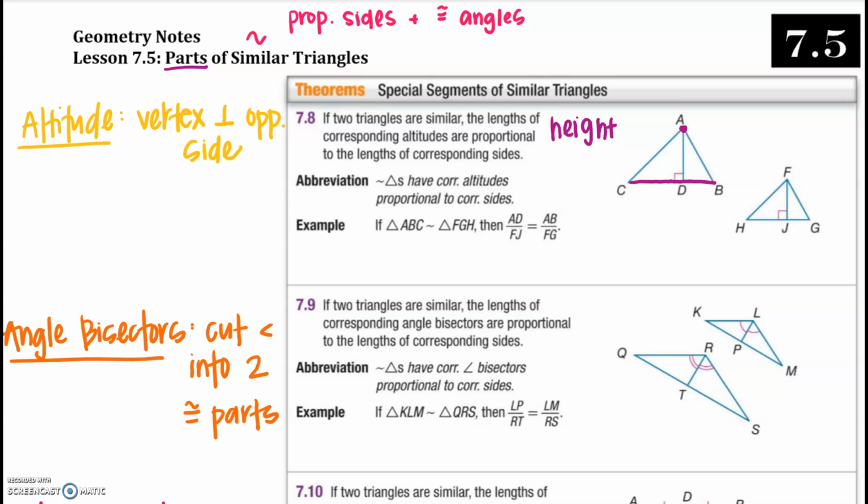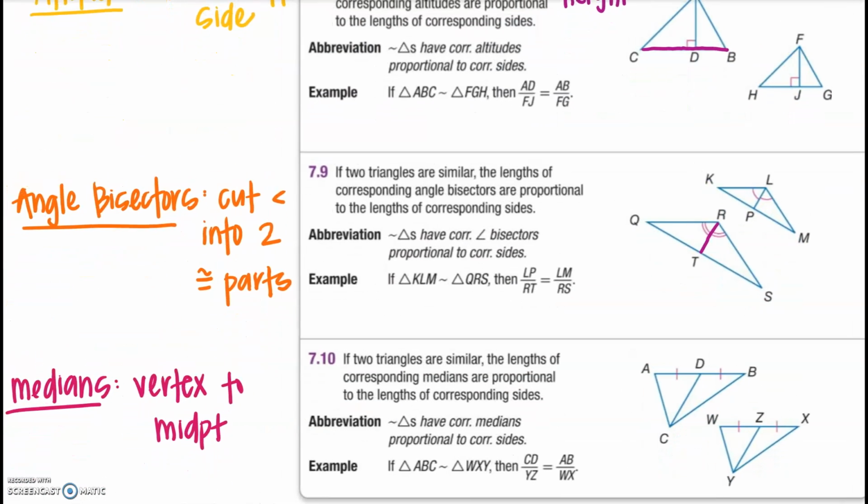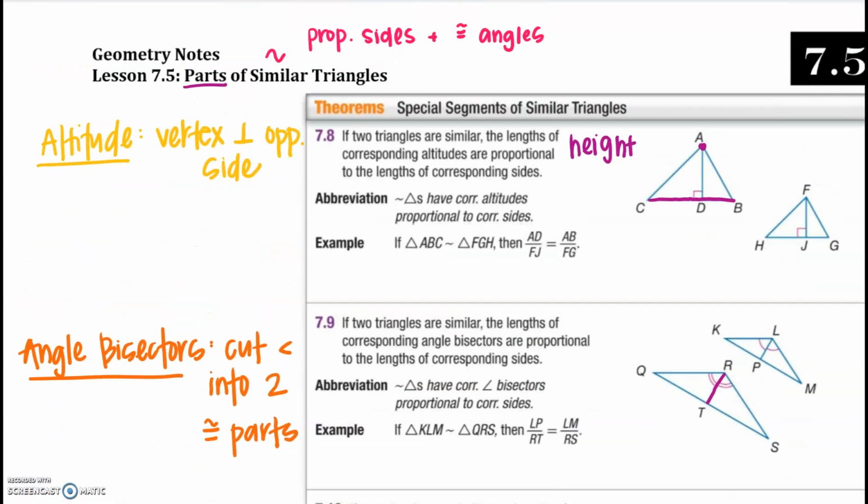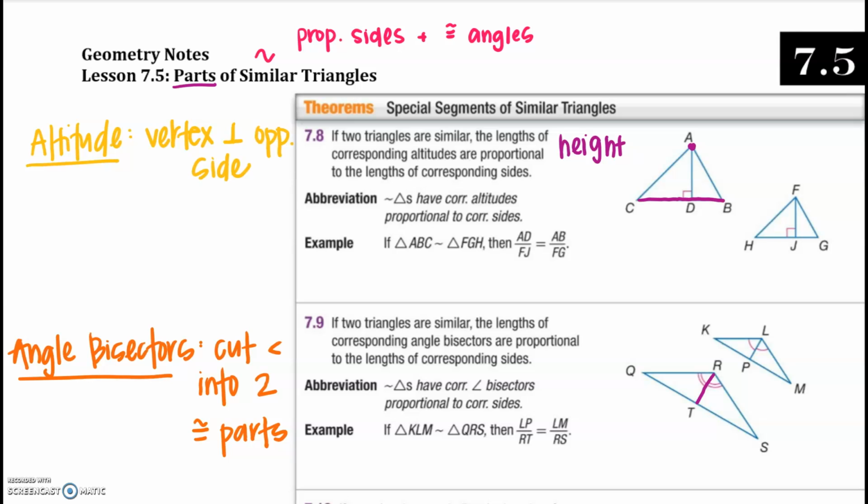We're going to talk about angle bisectors. That means it is a segment that cuts one angle into two congruent parts. We're also going to talk about medians. Remember, a median goes from the vertex to the midpoint of that opposite side. Those are the three parts that we are going to talk about in this section. They have a major part in similar triangles. We can use some characteristics of these parts in our similar triangles to solve for missing sides, and so forth.